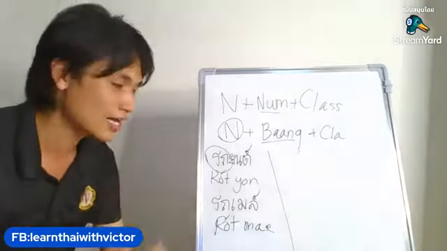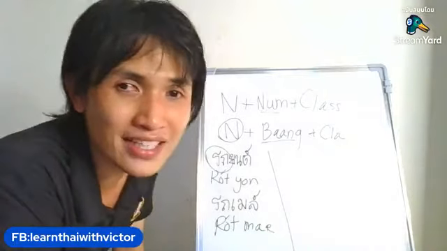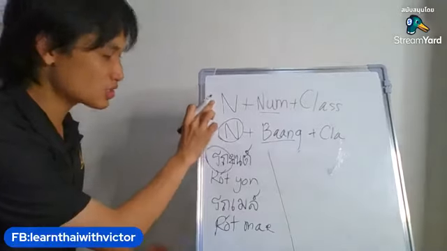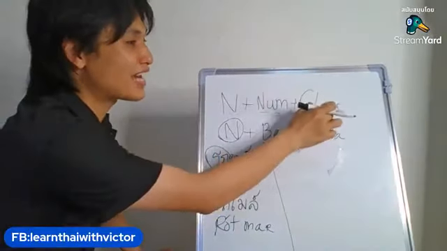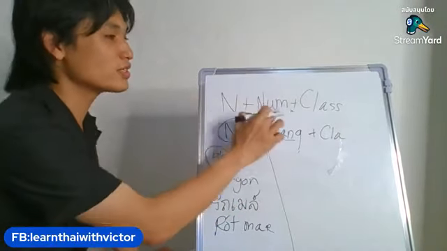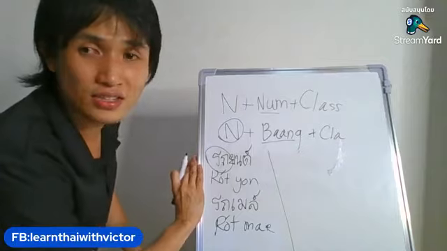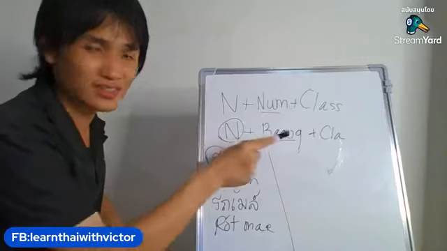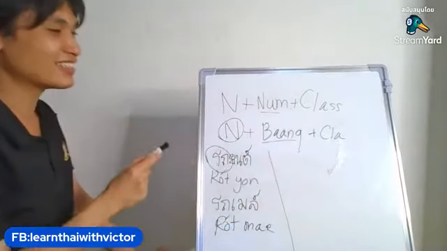So I will show you. How about I say 20 cars, okay? It is รถยนต์ 20 คัน, 20 cars. How do I say some cars? รถยนต์บางคัน, right?